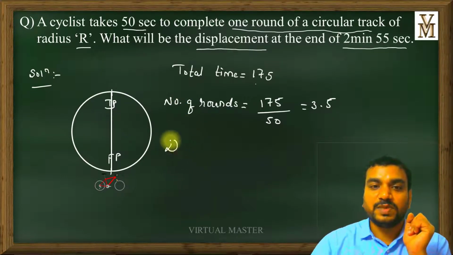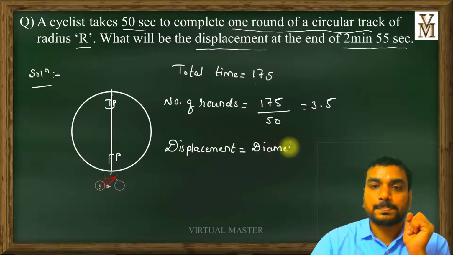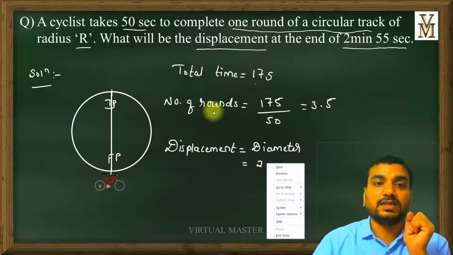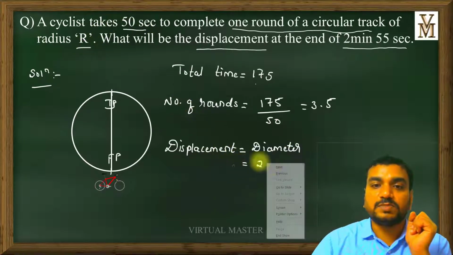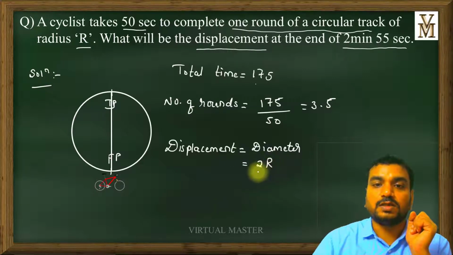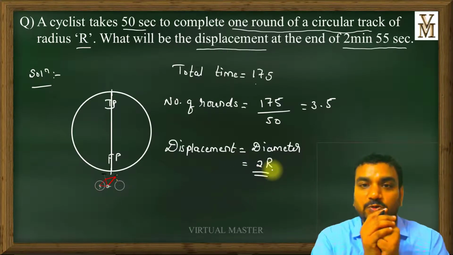So displacement will be equal to the diameter of the circular track. Now what is the diameter? Diameter is nothing but 2 times the radius, isn't it? Now what is the value of the radius? The radius is given as r. So displacement will be equal to 2r. So the answer is 2r.